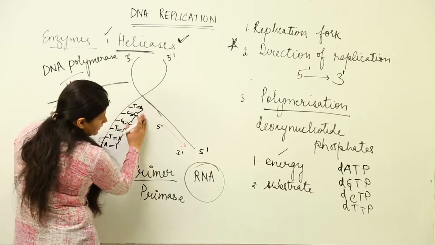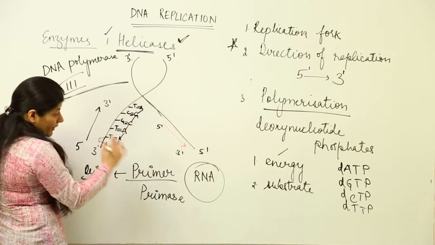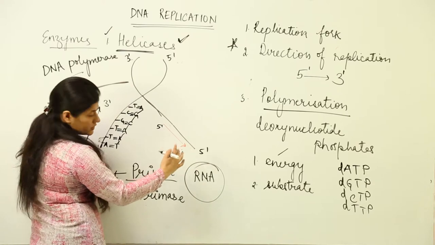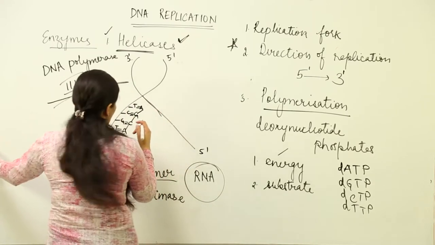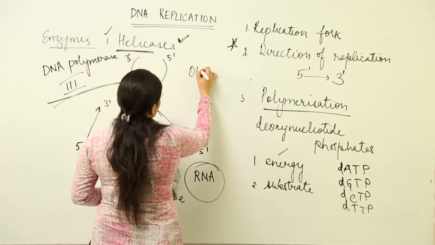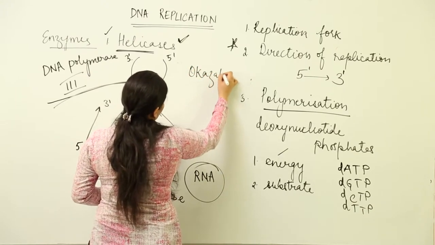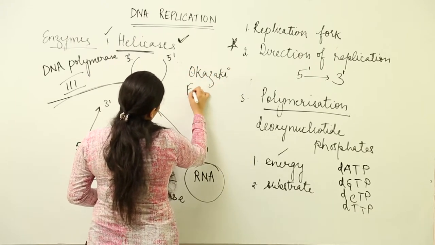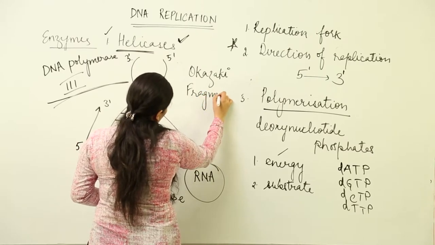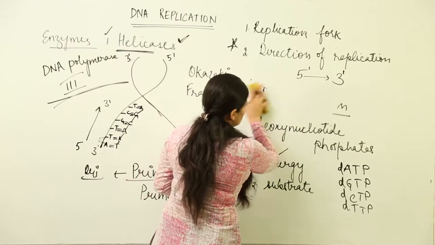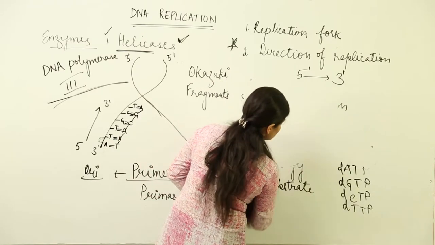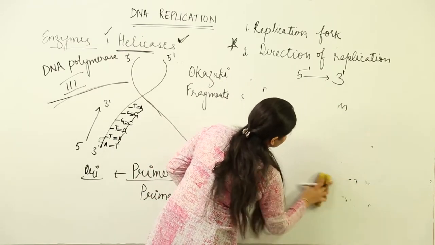and in the same manner this opposite strand, but here the direction has to be opposite. Now what happens on this side is there is formation of small fragments known as Okazaki fragments. These Okazaki fragments, the name is given in honor of the Japanese scientist who had discovered these Okazaki fragments. Same way but opposite direction.